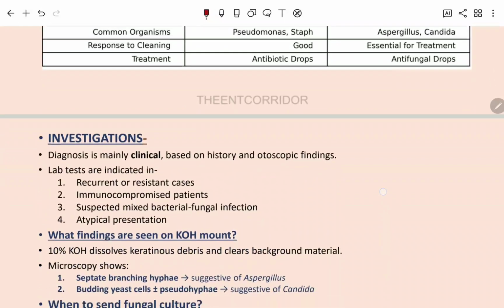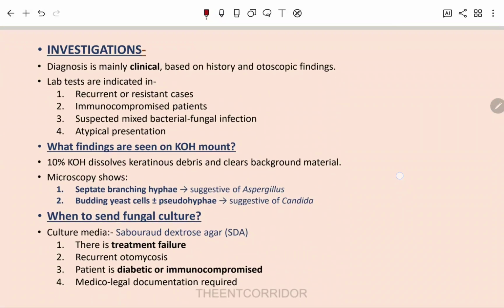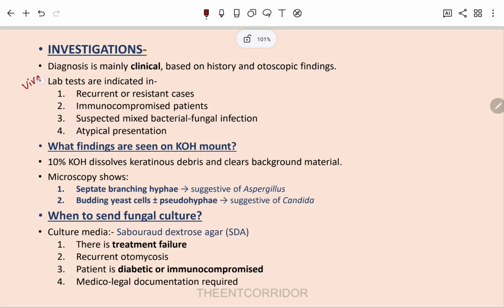Next, we are talking about investigations. Investigations are mostly never done in otitis externa, because it is a clinical diagnosis, whereas these are all Viva questions, like when do you do a lab test, and these Viva questions are mainly for PGs. So when do you do the lab test, what are the findings on microscopy, what is the culture, and when do you send for cultures?